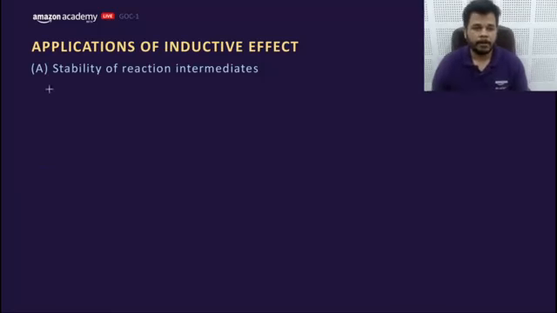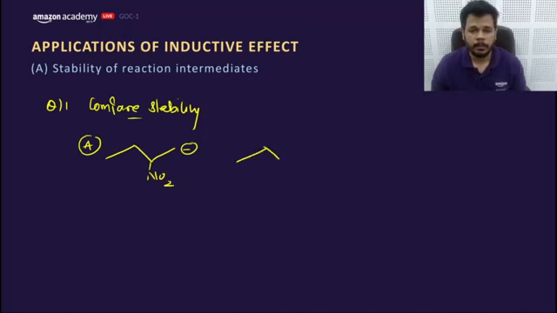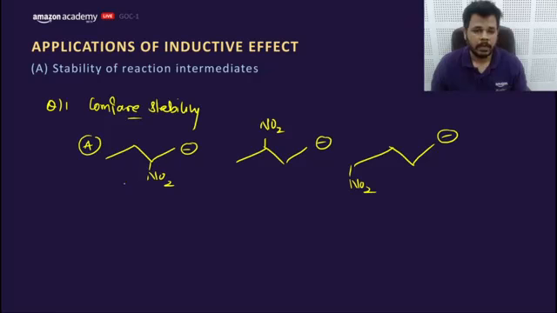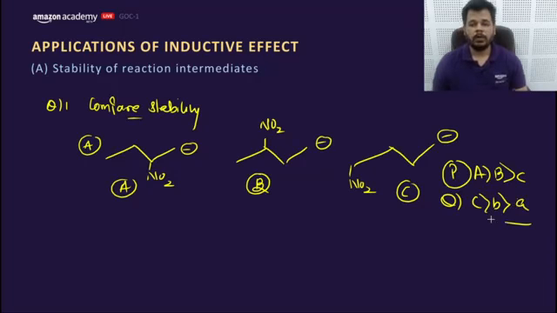Let's have an example. Question number 1. Compare the stabilities. Guys, get ready to answer first. Compare stabilities of A, B, C, each with an NO2 group. What would be the order of stability? P: A, then B and then C. Q: C, then B and then A.